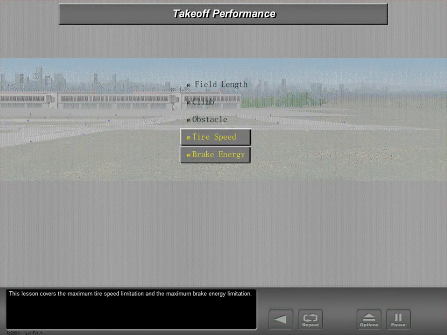This lesson covers the maximum tire speed limitation and the maximum brake energy limitation. The maximum tire speed limitation restricts the maximum speed of the airplane while on the ground.